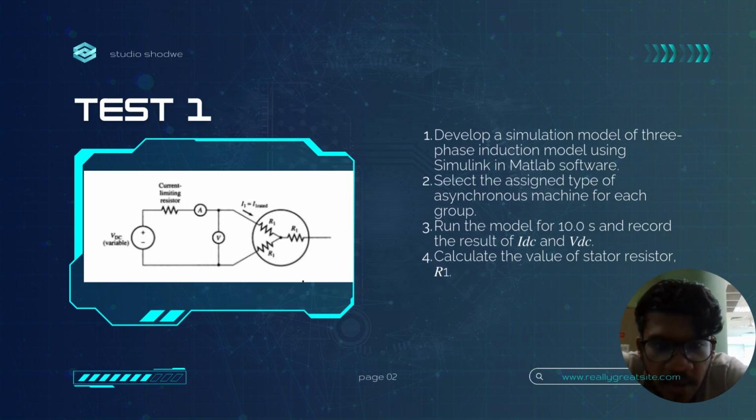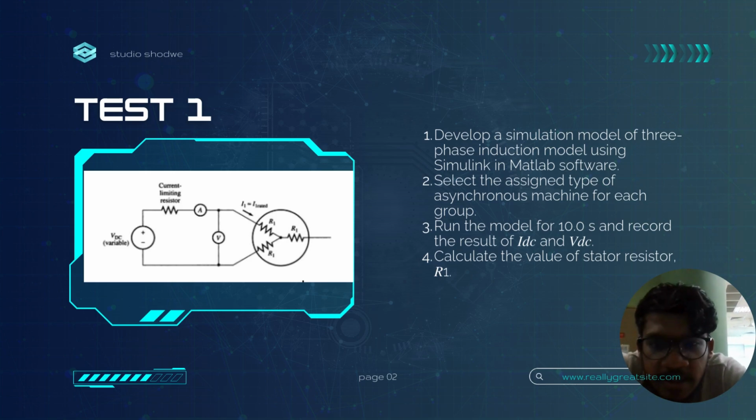And then select the assigned type of asynchronous machine for each group. Our group is group 7, so we are using asynchronous machine 7. And then run the model for 10 seconds and record the results of IDC and VDC. So at the end of the simulation, we will get IDC and then VDC, and then calculate the stator resistance R1. So we need to calculate R1 by using the IDC and VDC.